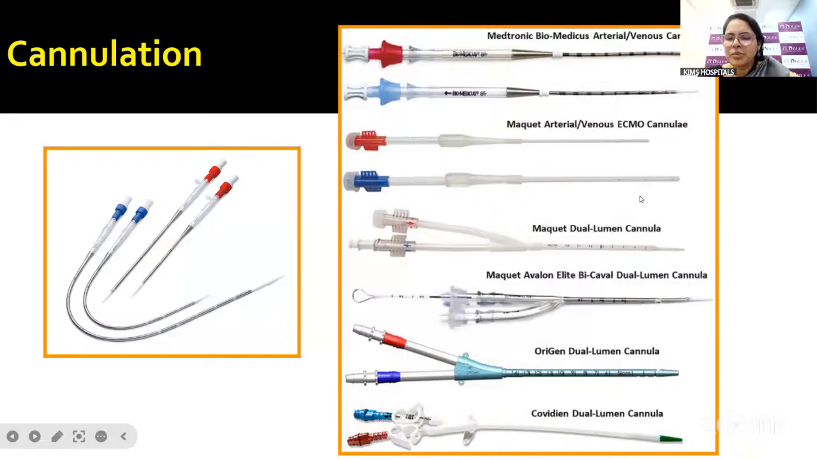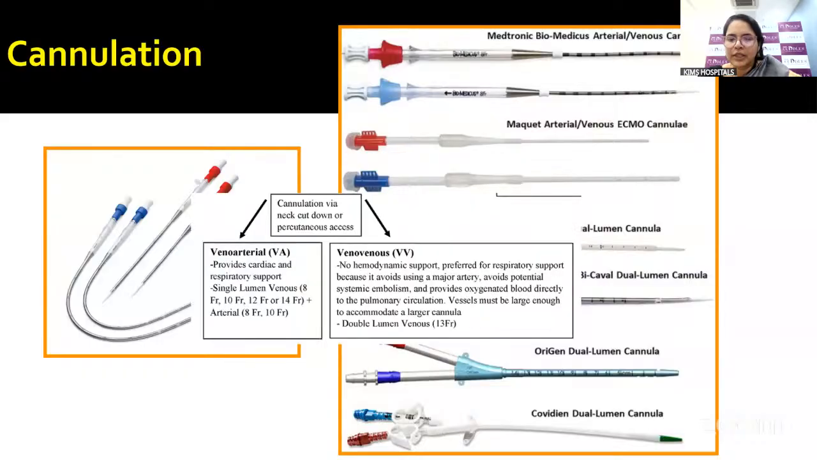But of course, this comes with a significant practical challenge. It has to be placed in a wider lumen venous vessel. The smallest size, if I understand right, is 13 French. And it can also be associated with significant recirculation. So the Origen and Covidien cannulas, I understand, are not available commercially in India. So what is the choice of the cannula size?